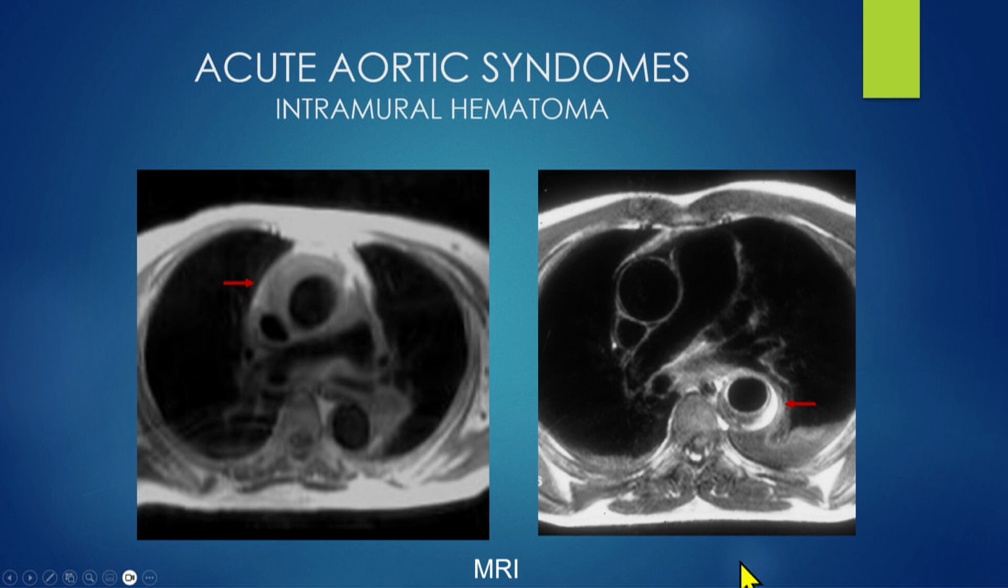MRI can do some of the same tricks. So you can see aortic wall thickening, intramural hematoma in this case. And depending on the age of the hemorrhage in the wall, on the right, you can actually see it turn bright. If it's a little more subacute, you can see that.